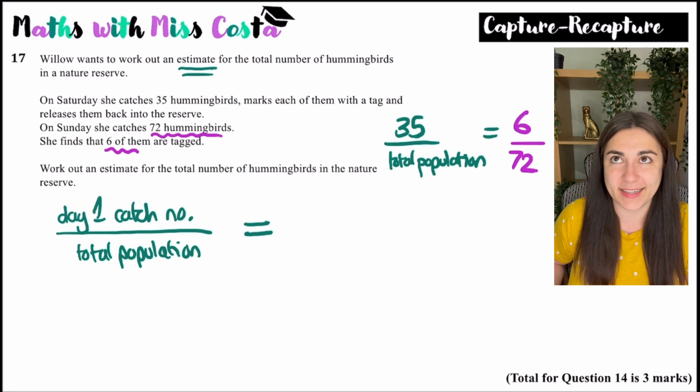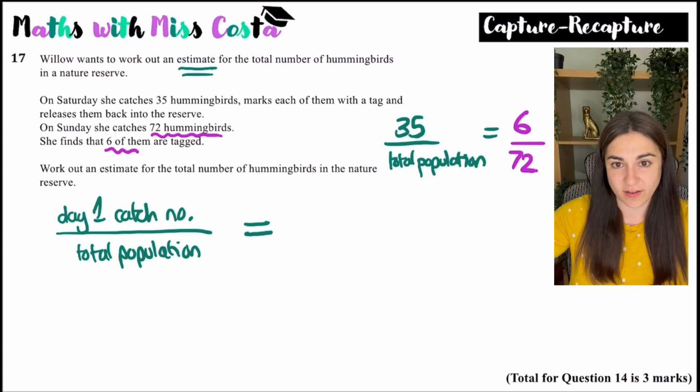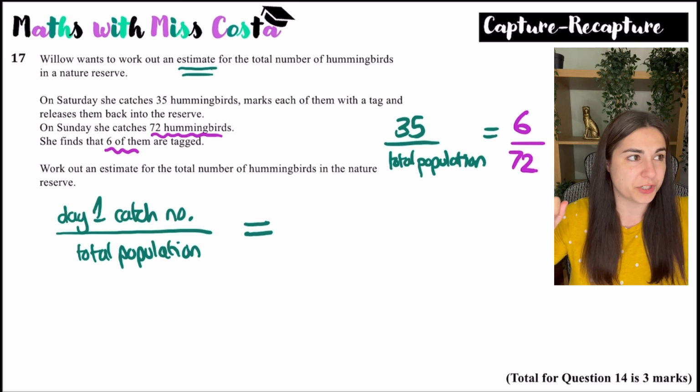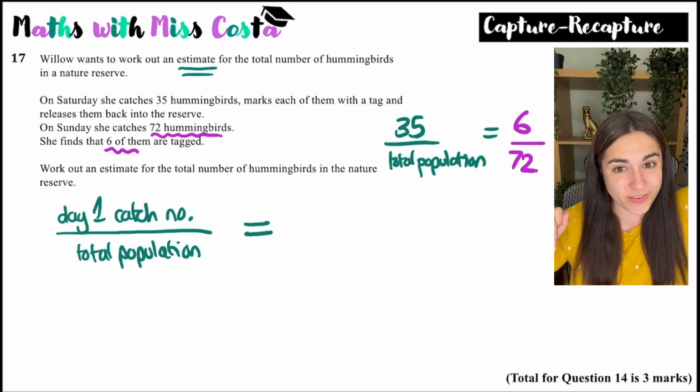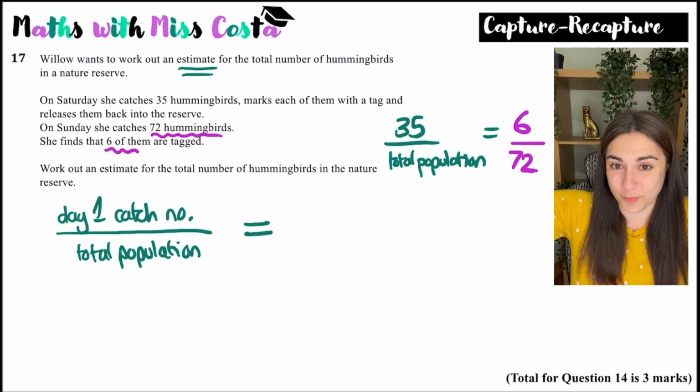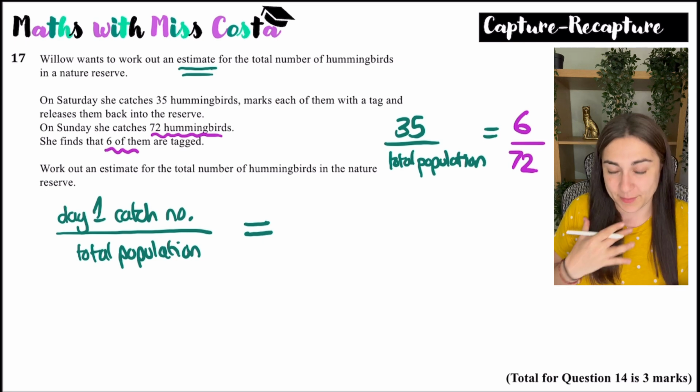So the idea is that the proportion of tagged to untagged is going to be equal to the proportion of the ones she caught out of the total population. So that's how we use the capture-recapture method.